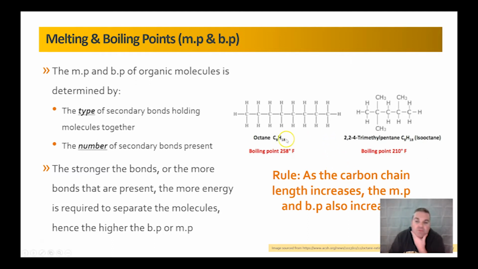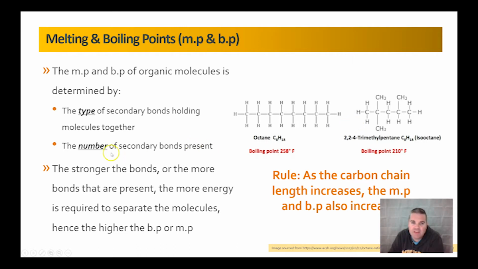So here's a good example I found of octane, C8H18, and 2,2,4-trimethylpentane, which is also called isooctane. You can see they've both got the same formula. Different structure though, so these are called structural isomers. Structural isomers have the same formula but different structure. And you can see the boiling point of these differs quite significantly. Now it's obviously nothing to do with the type of secondary bonds, because these are both non-polar molecules, so they're both held together by dispersion bonds.